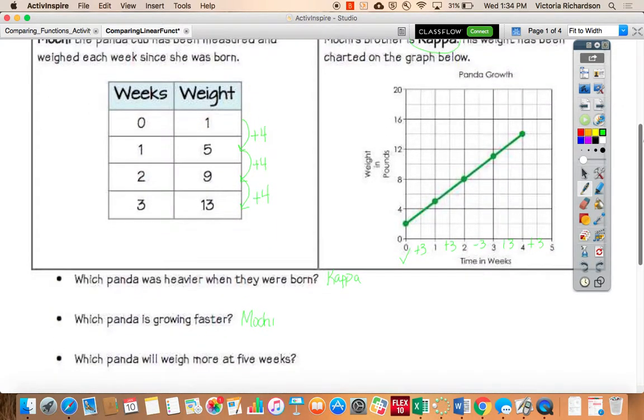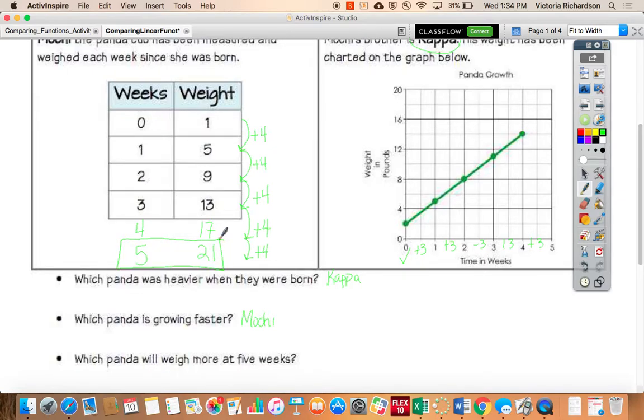We have one more question to answer. It says, which panda will weigh more at 5 weeks? So we have to continue our graph. So we need to look at 4 and at 5. So if we're increasing by 4 each time, 13 plus 4 is 17. And if we increase by 4 more, 17 plus 4 is 21. So at 5 weeks, Mochi will weigh 21 pounds.